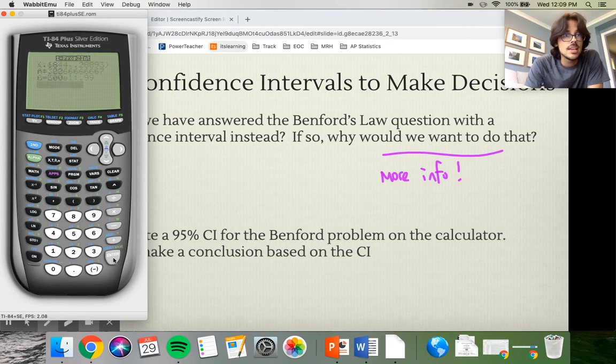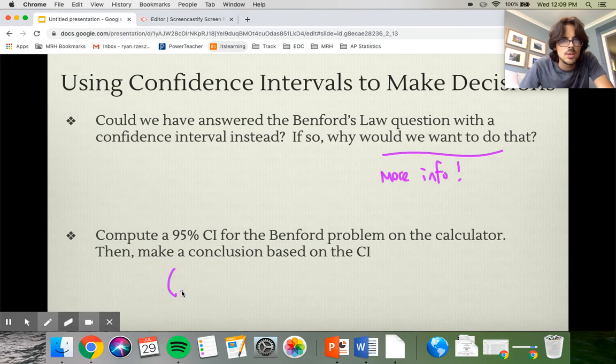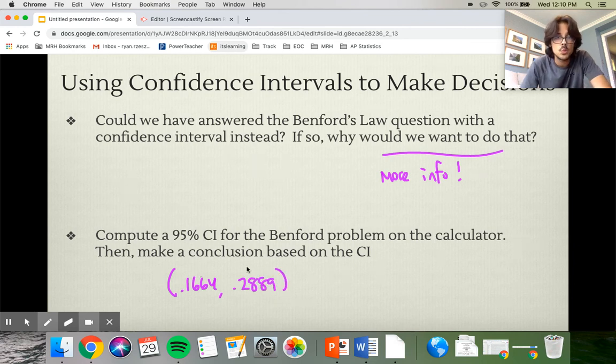If I calculate that, it's going to spit out an interval, and it goes from 0.1664 to 0.2889. So this is what I would get. I guess I left 95 right here. I would do 99 since I did a 0.01, so just making it match. This is going to be my interval for this problem.